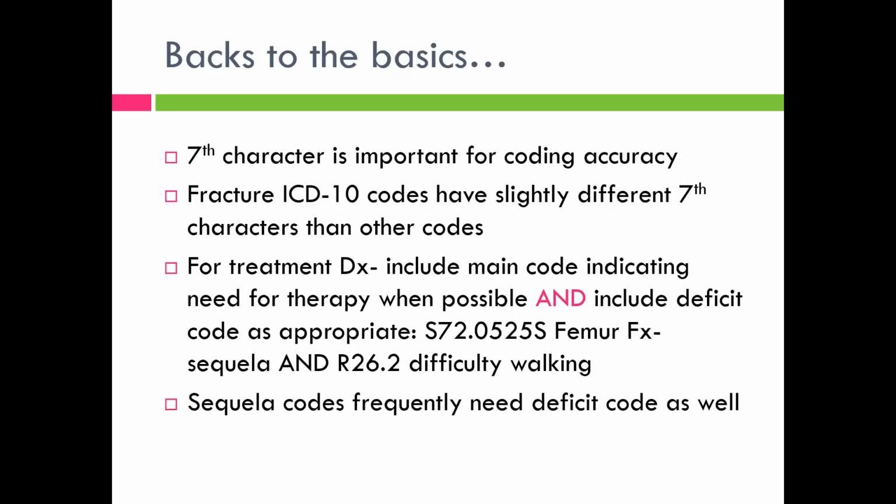When considering the basics, the 7th character is important for coding accuracy. Fracture ICD-10 codes have slightly different 7th characters than other codes. For treatment diagnoses, include the main code indicating the need for therapy when possible and include the deficit code as appropriate. For example, code the femur fracture sequelae and the difficulty in walking. Sequelae codes frequently need deficit codes as well.